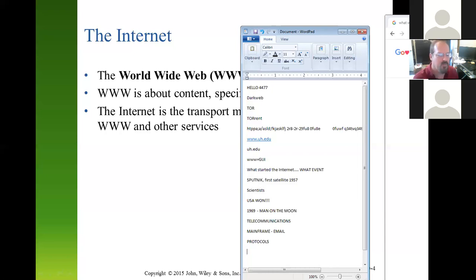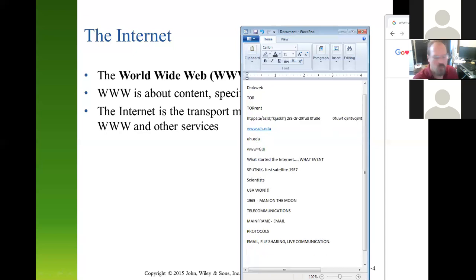So the first big usage of the internet was for email, also for file sharing, and eventually for live communication, but that came on a lot later. So I was born in a time where the internet existed, but it was not the World Wide Web. The www, that thing did not come along.